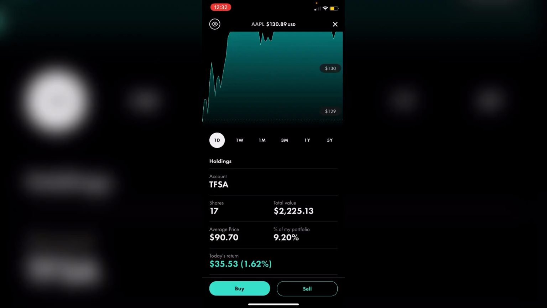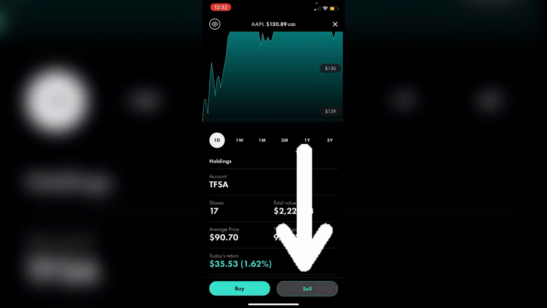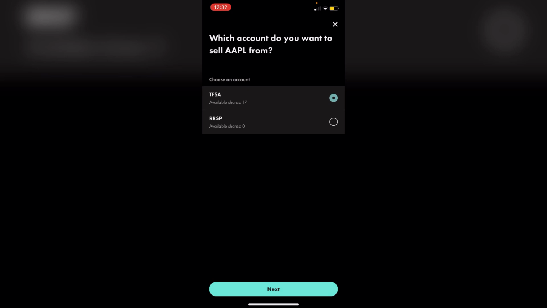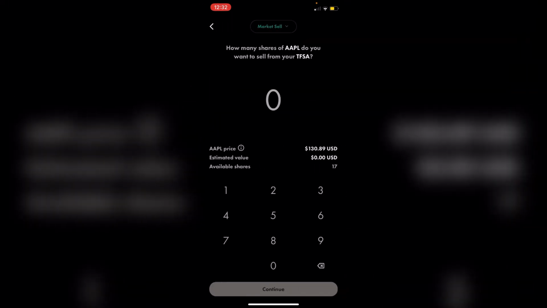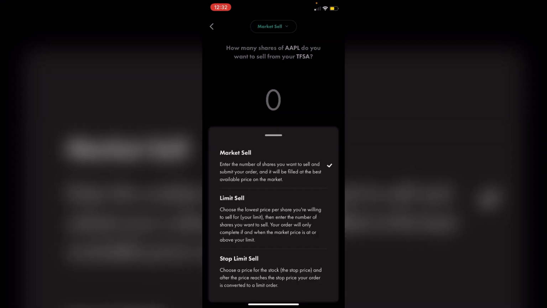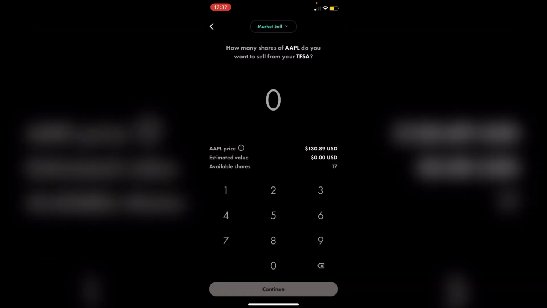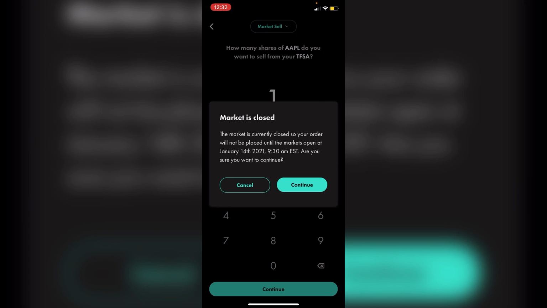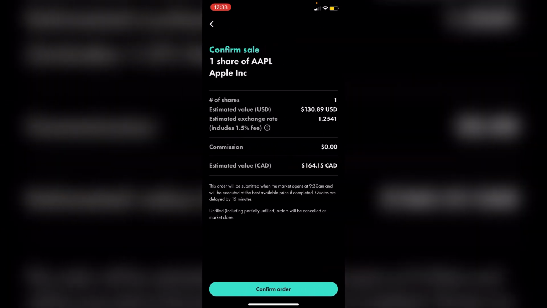And if you wanted to sell, you just go to the bottom corner, click sell, TFSA. Alright, again, you got market sell, limit sell, stop limit sell. If you want to execute right away, just hold on to market sell, click 1. It says market's closed right now. It'll execute at 9:30, no problem. And this will be the sell page.